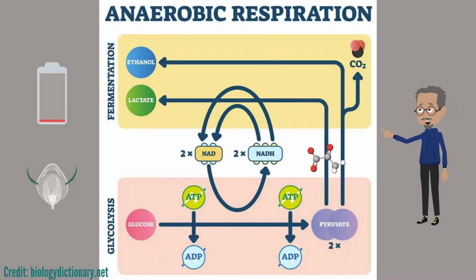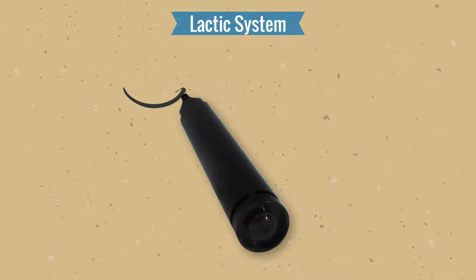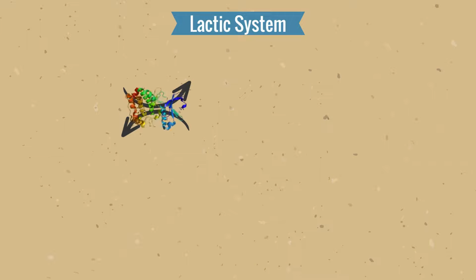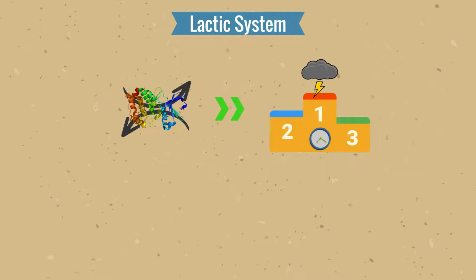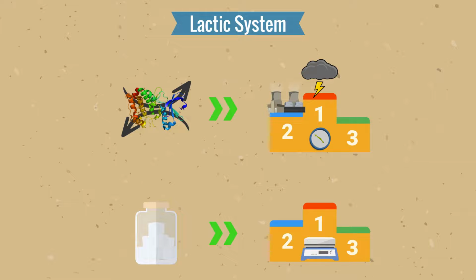Pyruvate, which is the product of glycolysis, enters the lactic acid fermentation process and generates ATP and lactate. Lactic system involves enzymatically catalyzed reactions. As a result, the ATP resynthesis rate during lactic system is not as rapid as with Phosphagen system. However, the capacity is much higher due to a larger supply of glycogen and glucose compared to CP.